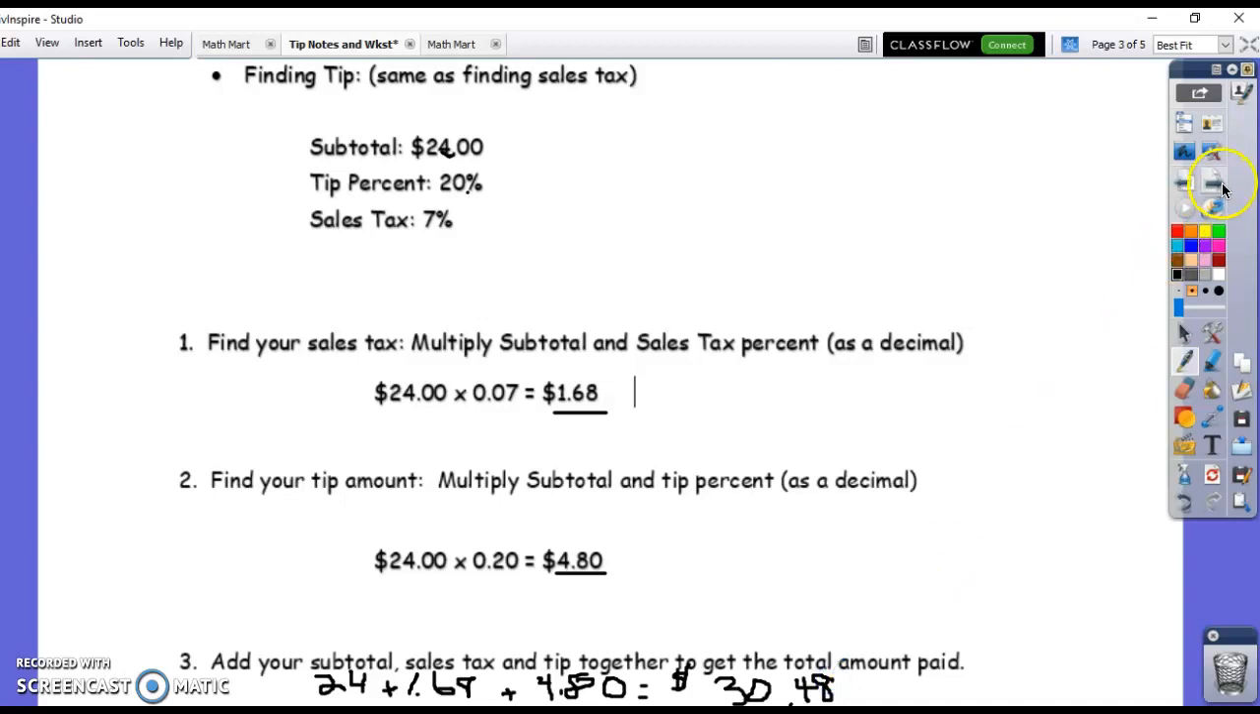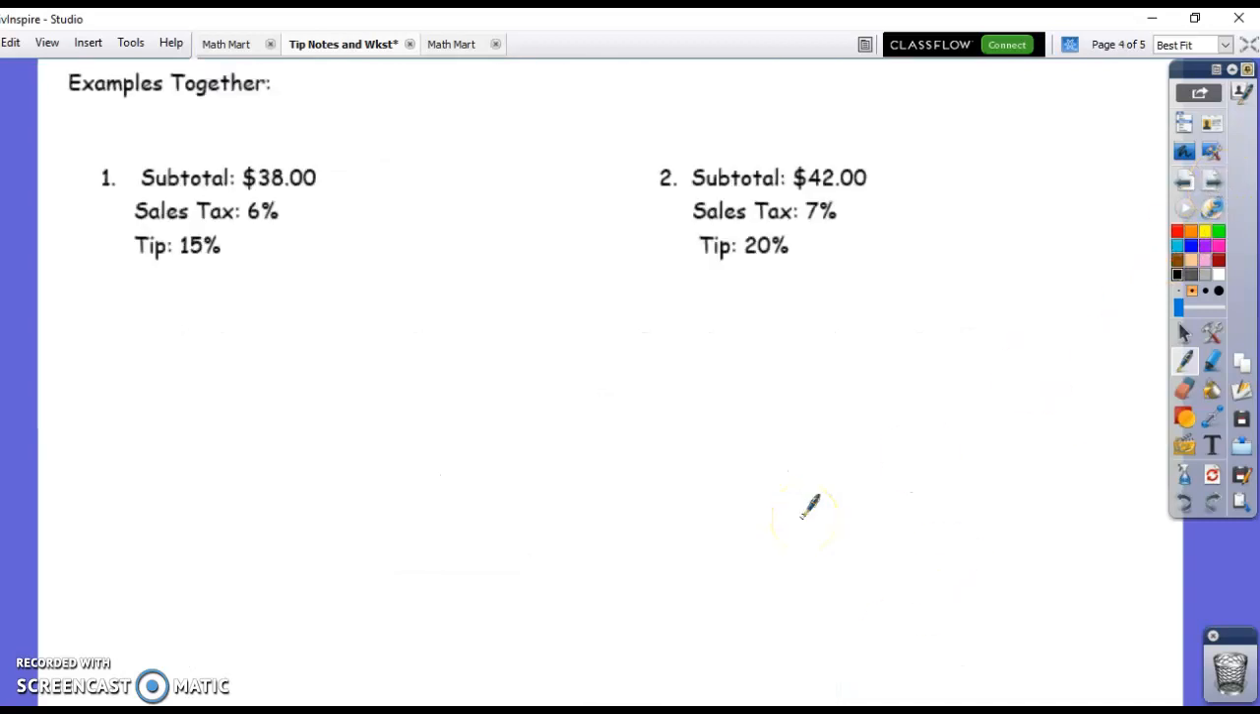Okay, so let's go ahead and do a couple of these together. And so number 1 is $38 is your subtotal. You have a sales tax of 6% and a tip of 15%. So I'm just going to write $38 here. And then for my sales tax, I know I have to change my percent to a decimal. So 0.06. And I'm going to multiply that by my subtotal of 38.